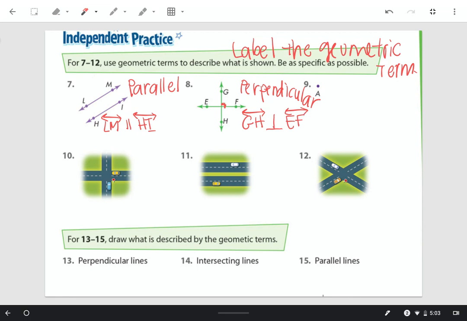Okay. Now, number 9 is kind of a review. It's not a new term, but this is just a point, right? So point. And if I'm going to label this, it would be point A. All right, so now what I would like for you to do is come down. We're going to skip 10 through 12 because they don't have anything to label. I guess we could say this is perpendicular.